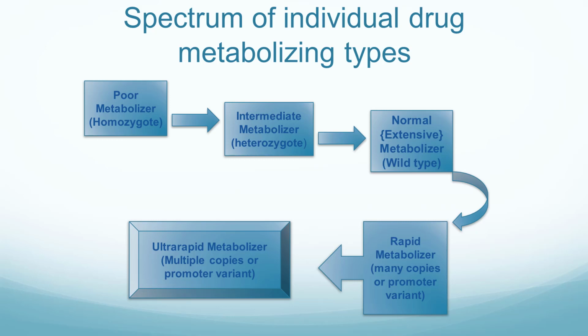Moving down to the lower right corner, you have the rapid metabolizer. Those people have many copies of the gene, or they have a variant in the promoter gene. Remember, the promoter gene is a segment of the gene where the RNA kind of docks, where it kind of looks for. Then the last one are the ultra-rapid metabolizers. So again, they have many copies or a variant in the promoter gene.